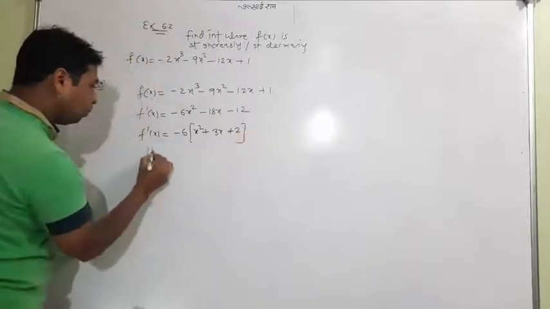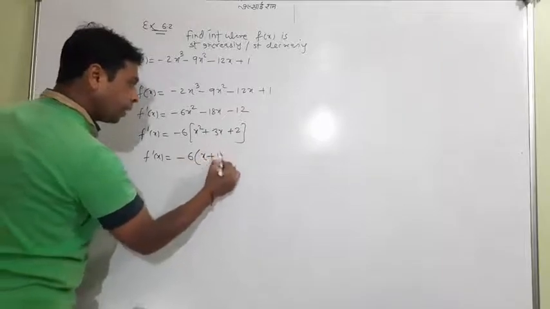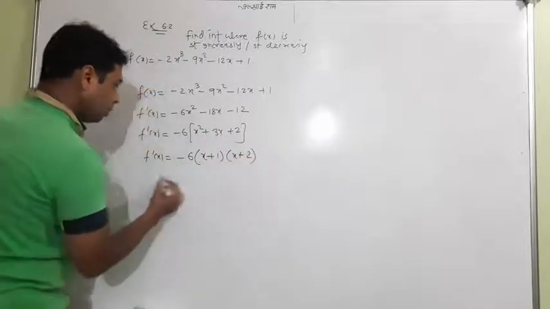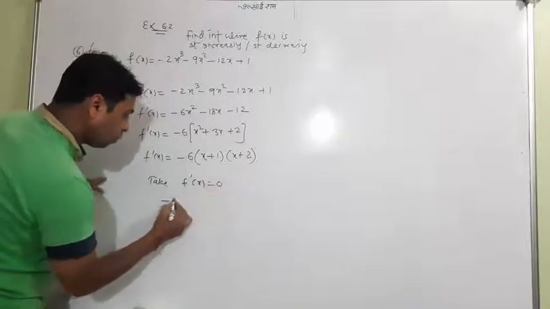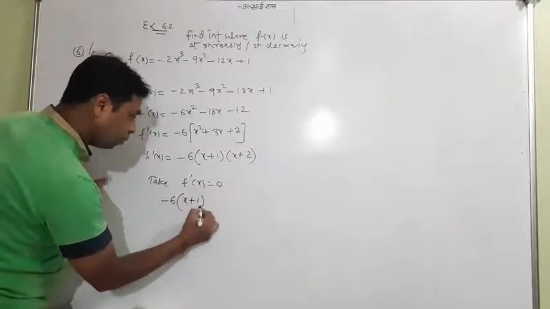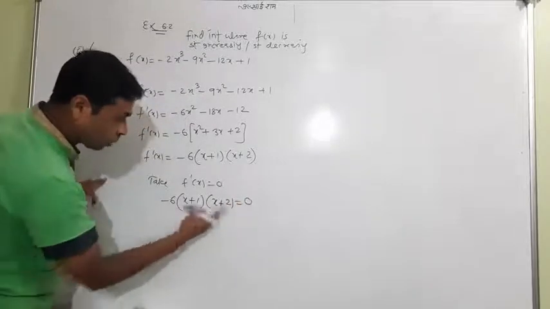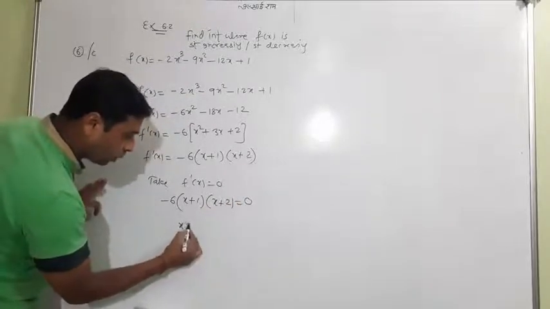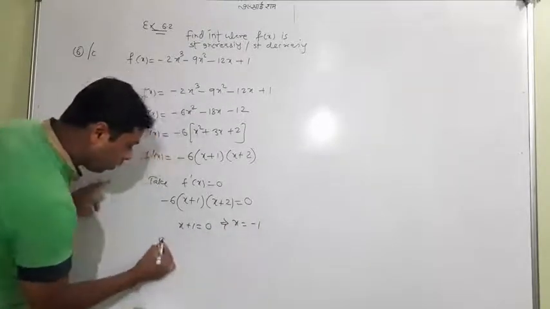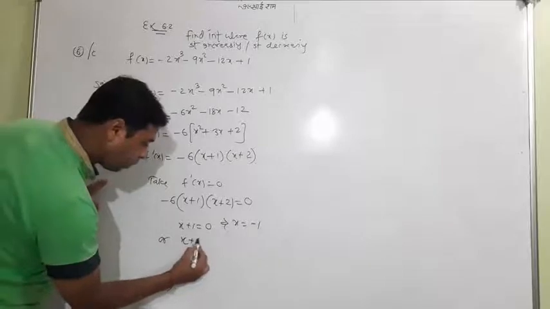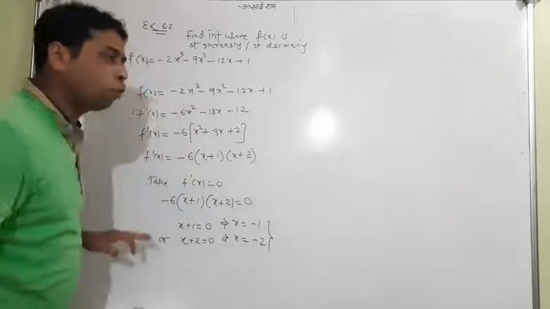And I want to do one more step. I want to split into two terms, x plus 1 and x plus 2, as usual. Now I'll take f'(x) equal to 0, which gives us minus 6 times (x plus 1)(x plus 2) equal to 0. Minus 6 will transfer to that side, and we have two options. This gives x equal to minus 1, or x plus 2 equals 0, which gives x equal to minus 2. So we have two critical points.